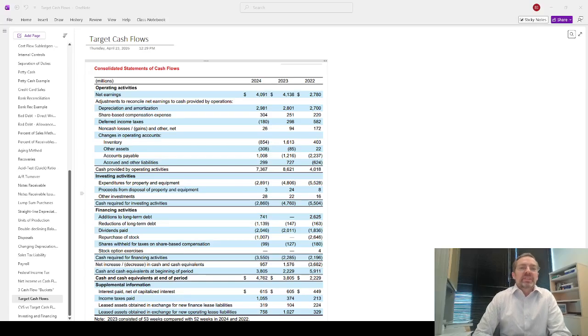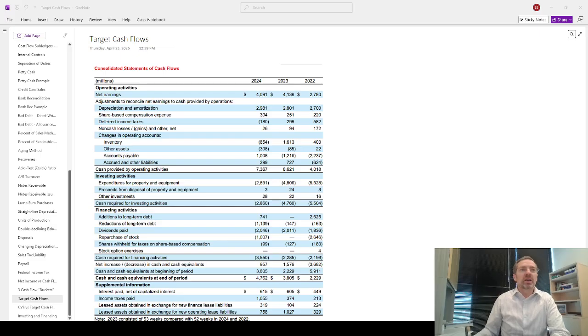Let's start putting together our statement of cash flows now. We understand the three buckets: operating, investing, and financing. To help us understand the investing and financing sections, let's take a look at Target's statement of cash flows. For now, let's ignore the operating section. We'll get to that one later.